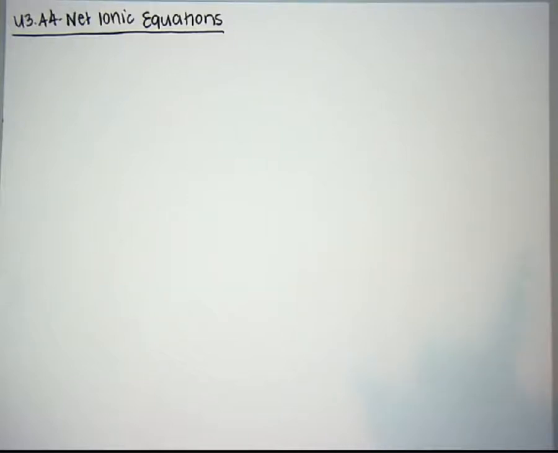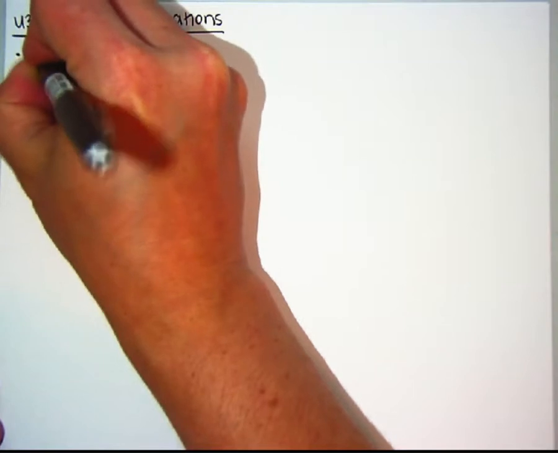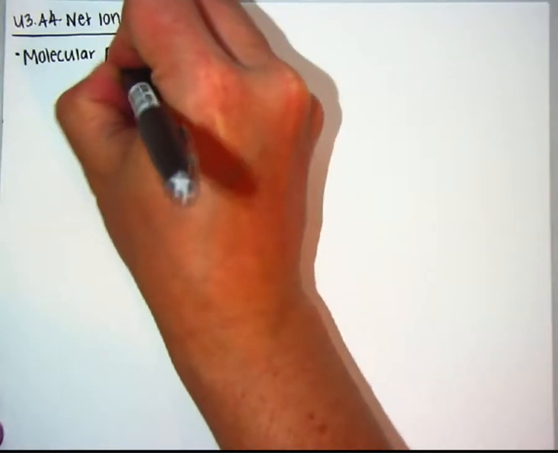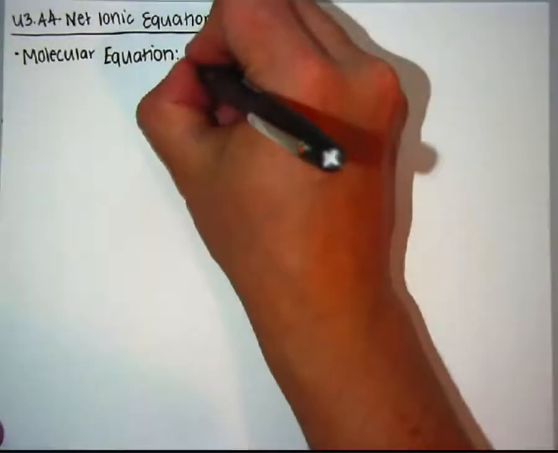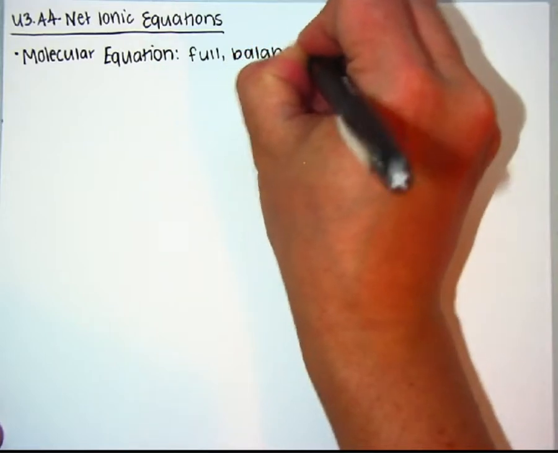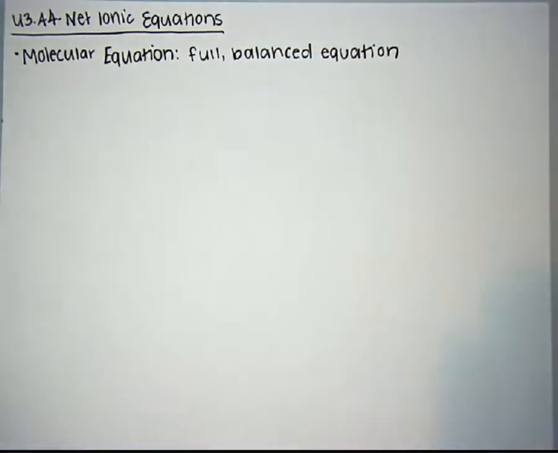This lesson will cover Unit 3, Acquisition 4, and we're talking about net ionic equations. So first I want to go over the three different types of equations that it's going to ask you to write. First, if the problem says to write the molecular equation, this is going to be the full balanced equation. Reactants produce products and it needs to be balanced.